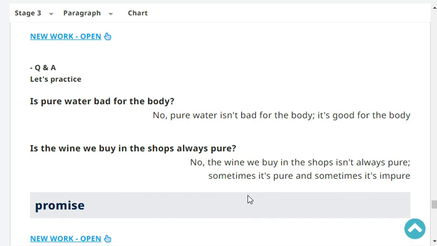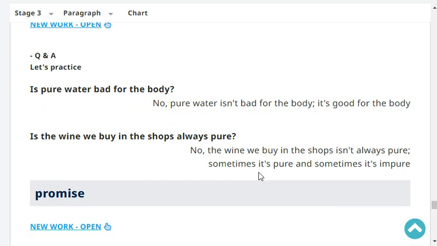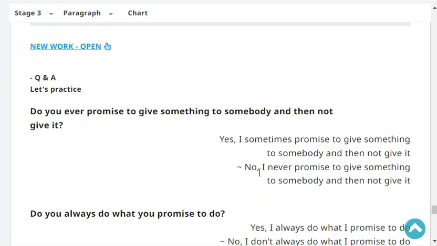Is the wine we buy in the shops always pure? No. The wine we buy in the shops isn't always pure. Sometimes it's pure and sometimes it's impure. Very good.